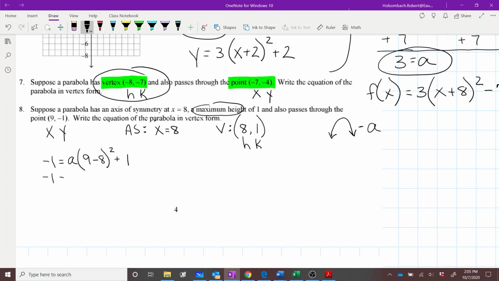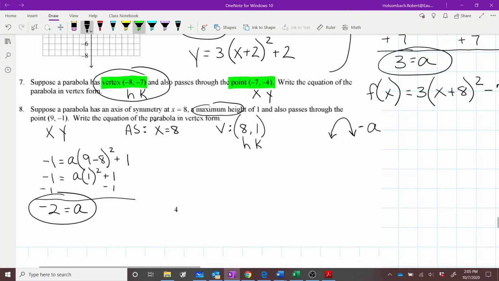So -1 equals a times (9 minus 8, which is 1) squared plus 1. If we subtract 1 from each side, -2 equals 1 squared is 1 times a is 1a, and we don't write the 1. So here's our a value, which makes sense because a has to be negative because our graph has a maximum height.